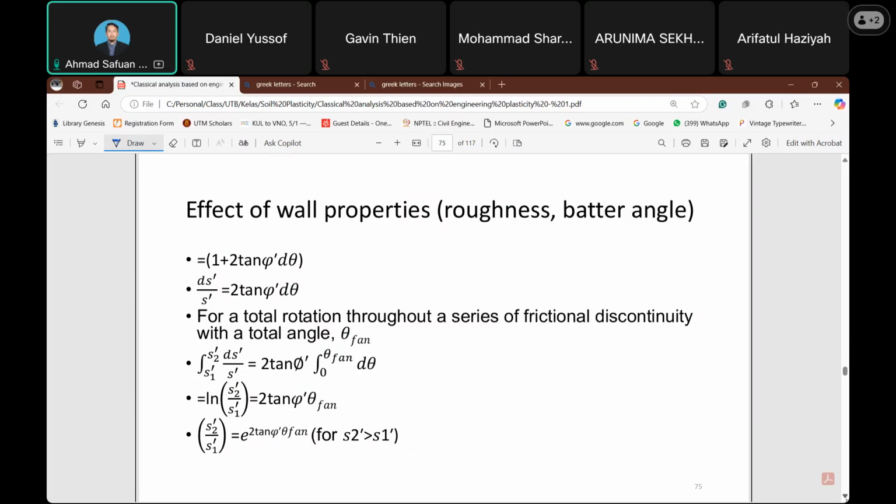theta fan. So then S2, S1, ds over s, okay, 2 tangent phi, integrate d theta from 0 to theta fan. So then we obtain ln S2 over S1 equal to 2 tangent phi theta fan. So S2 over S1 is equal to e to the power 2 tangent phi theta fan. Okay. So that is for the derivation of the theta fan.